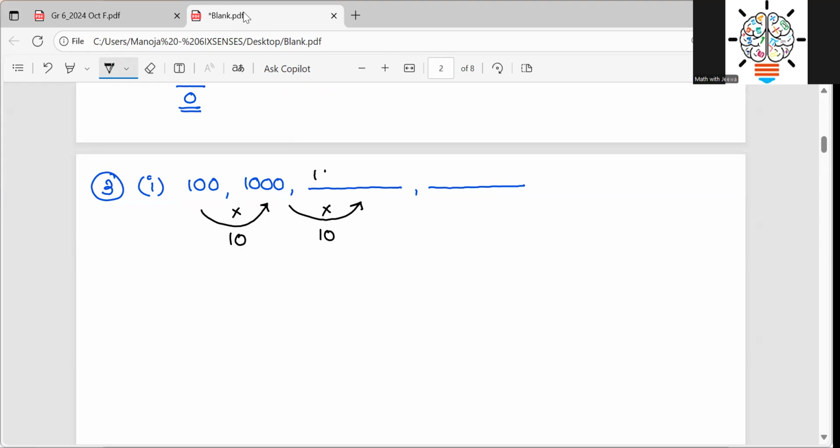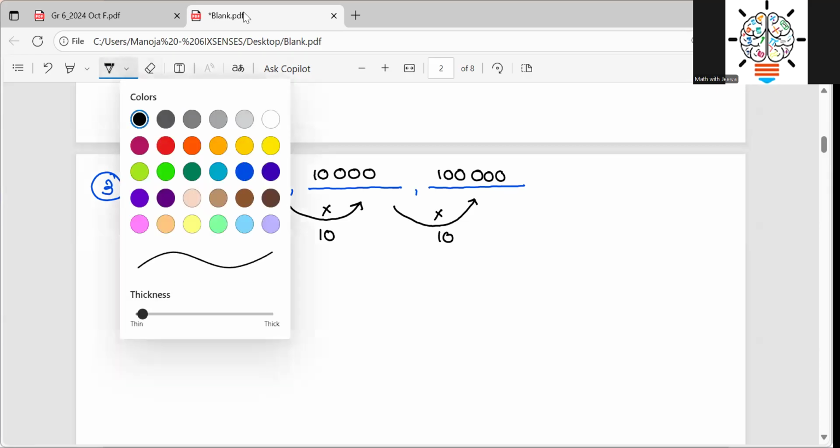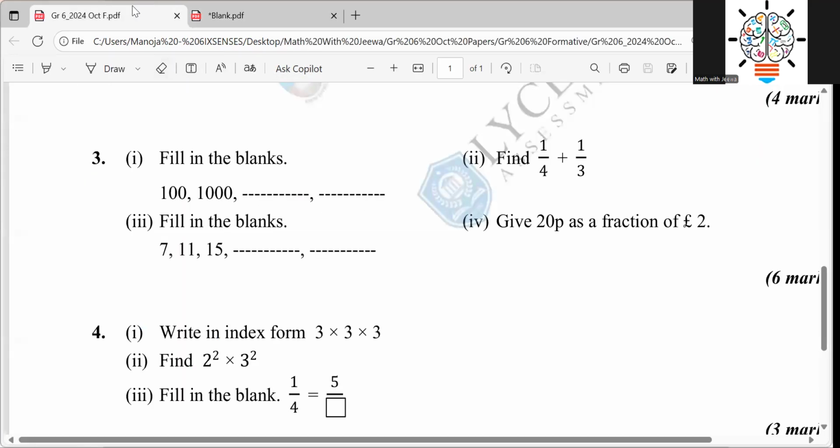So then what will be the answer? 10,000. Again, you multiply this by 10, right? And then the answer will be 100,000, right? So when you're moving from first term to the second term, you just multiply by 10. That becomes 1,000. And that 1,000 you multiply by 10, it gives me 10,000. And that 10,000 you multiply by 10, it gives me 100,000, right? So then we will move to the next one.